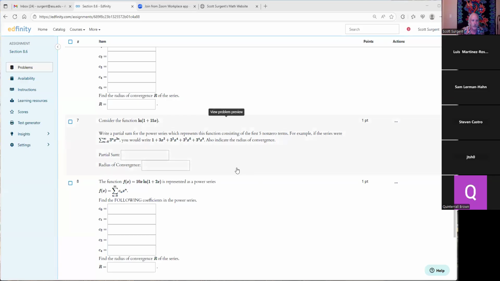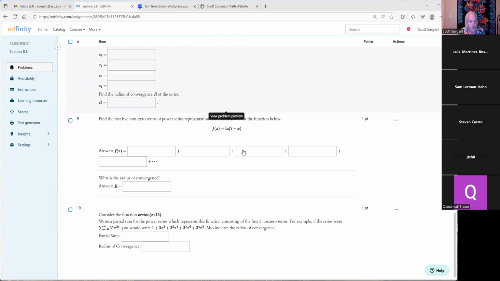Okay, so we're looking at number 7 on 8.6. It says consider the function natural log of 1 plus 15x. Write a partial sum for the power series which represents this function consisting of the first five non-zero terms. And number 10 is very similar. It's the arctan of x over 15. And I think it's just by happenstance that they have 15s in there.